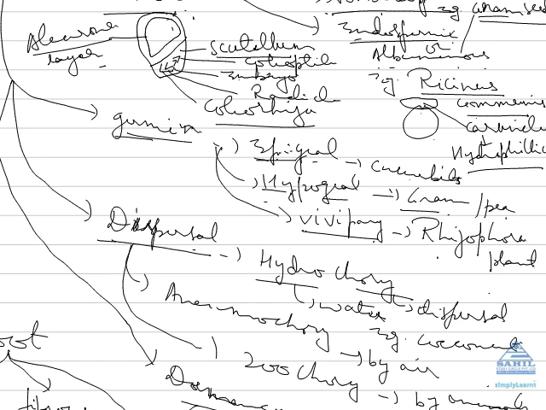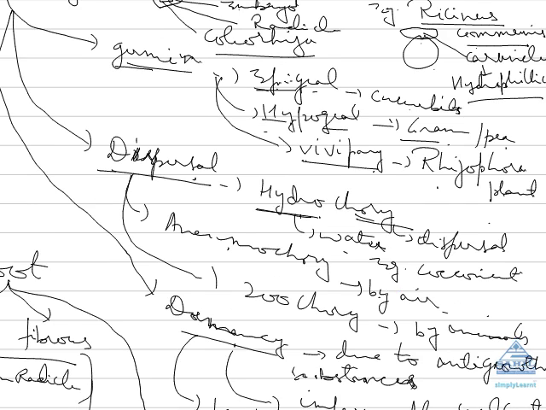Now see, coming to dispersal of seed. Dispersal of seed by water is known as hydrochory. Hydro means water, chory means dispersal of seed. Anemochory, this is by air. Zoochory, this is by animals.